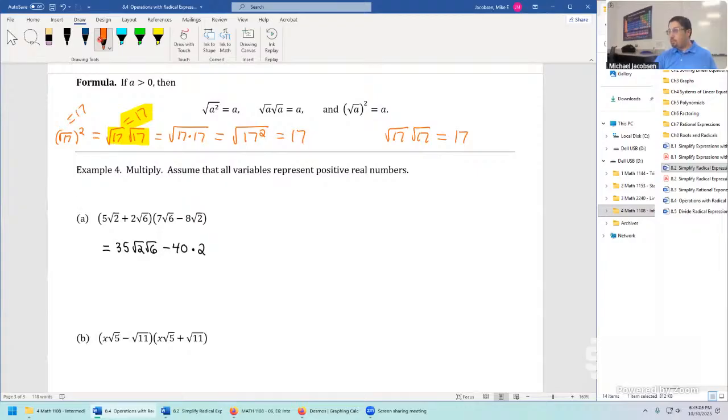Then we keep on foiling, we multiply here to here. This will be plus. Take the coefficients, 2 times 7 to start. It's going to be a 14 times, well, now it's the square root of 6 times the square root of 6. If you work this out, you might have said that this is the square root of 6 times 6, which is the square root of 36. But the square root of 36 is 6.